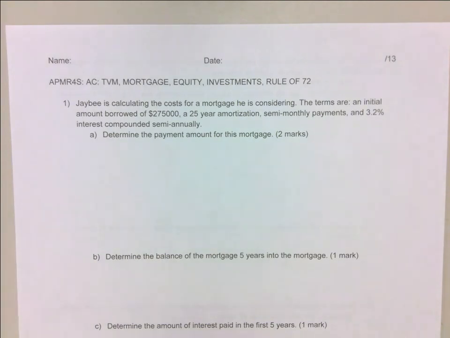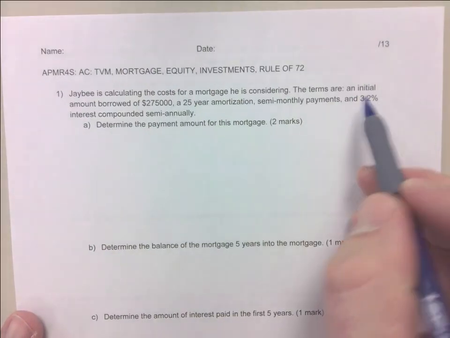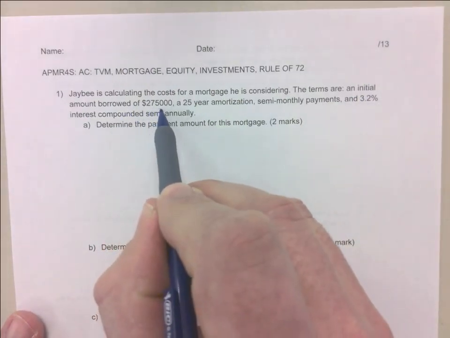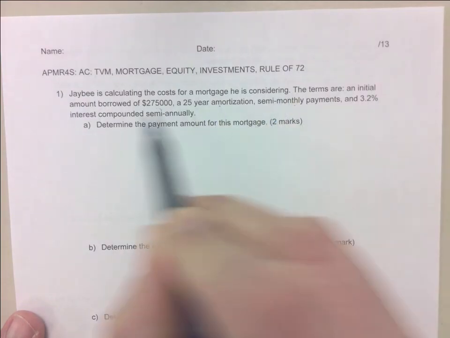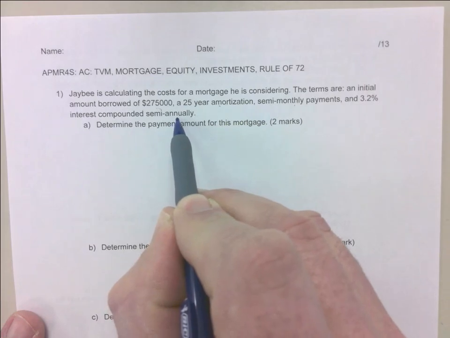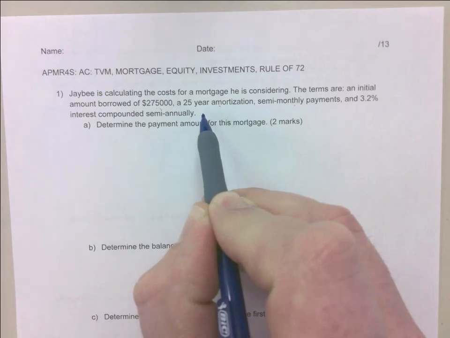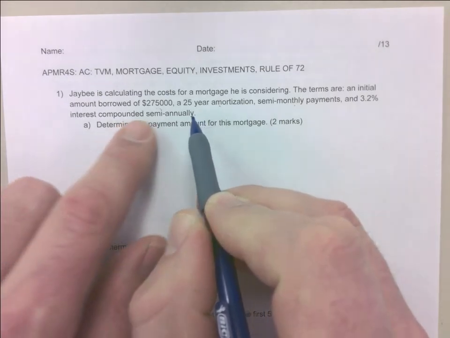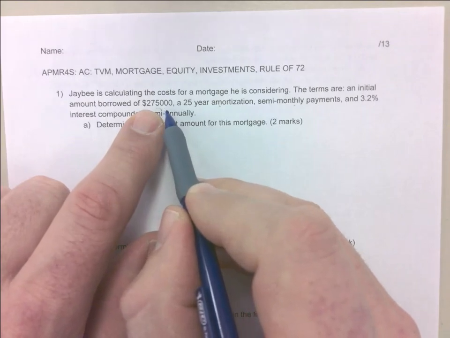Again, I'm going to pause every once in a while for you to fill this in. So JB is calculating the cost for a mortgage he's considering. The terms are initial amount borrowed, 275, 25-year amortization, semi-monthly payments, interest compounded semi-annually. It doesn't say anything about down payment, which is unfortunate, but just go with it. Okay, if there's no down payment, you don't have to take it off.